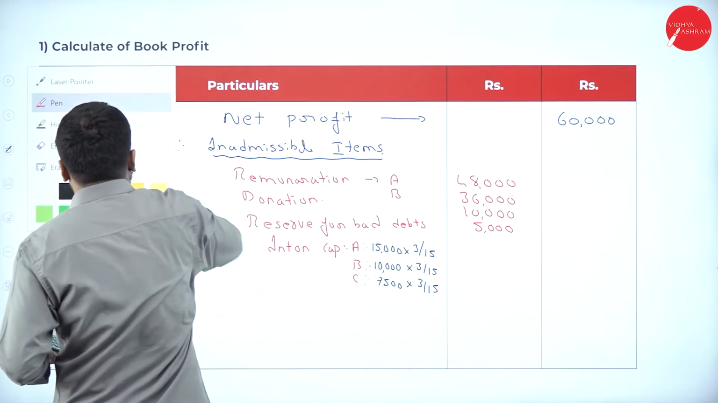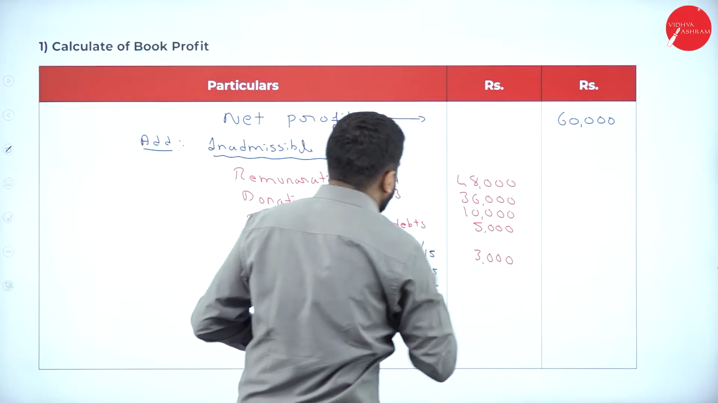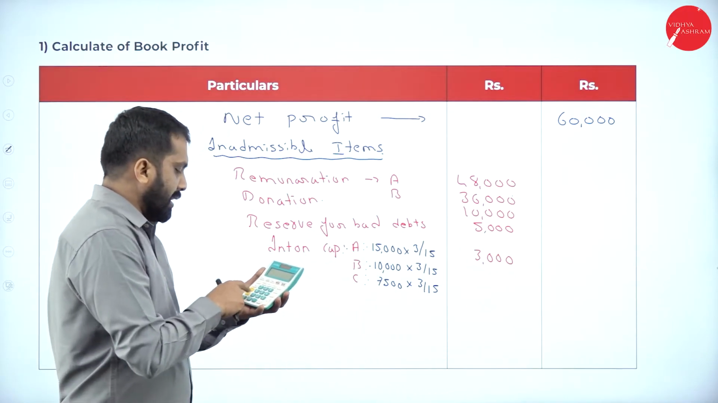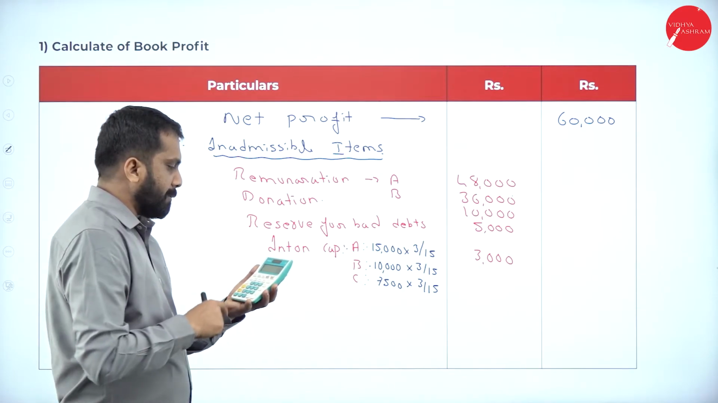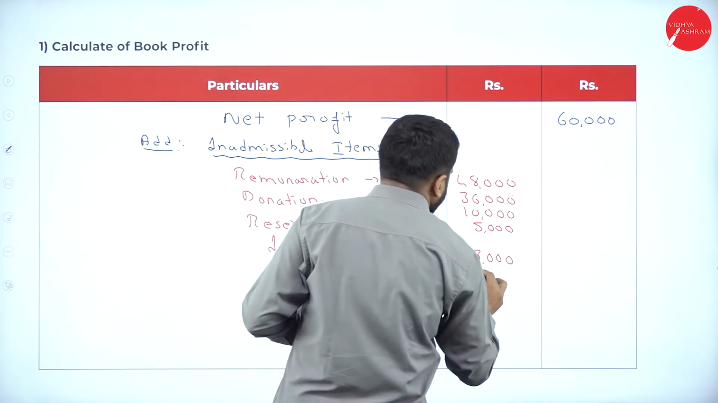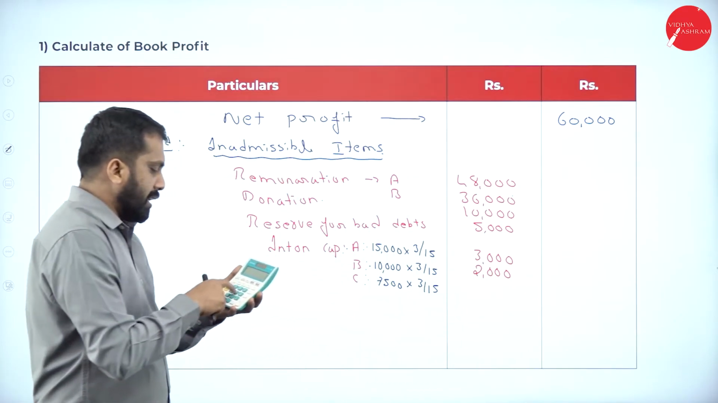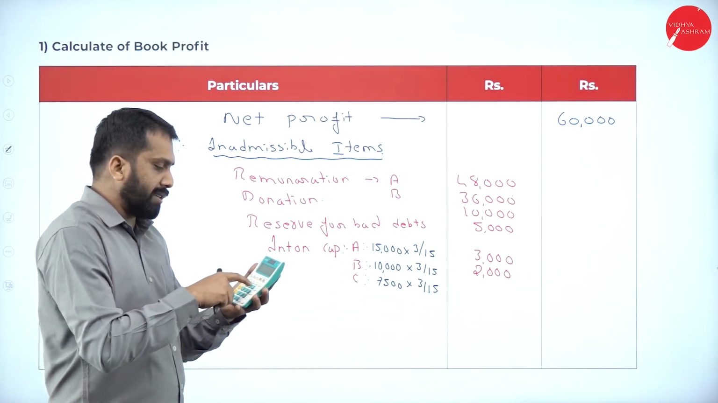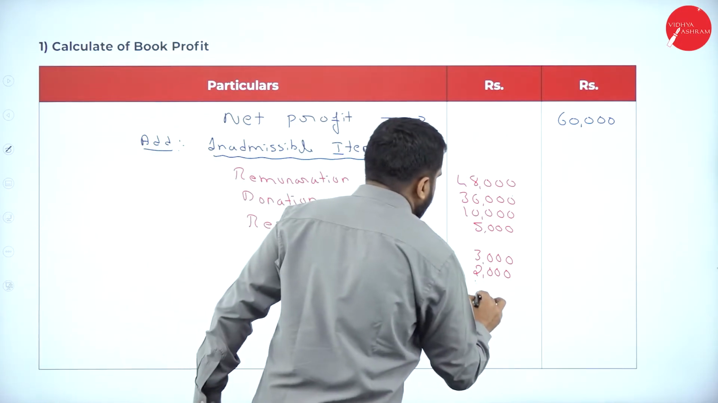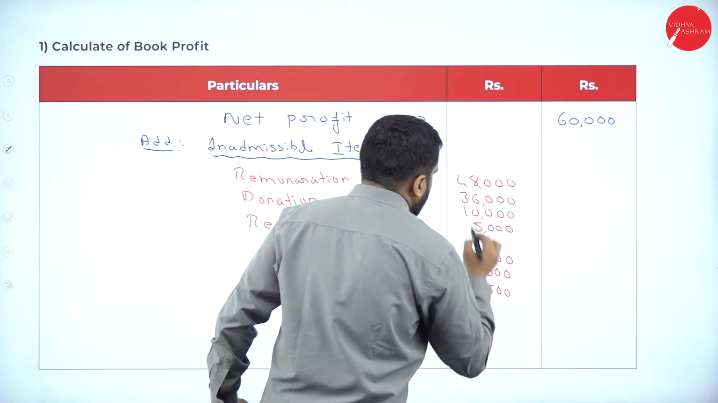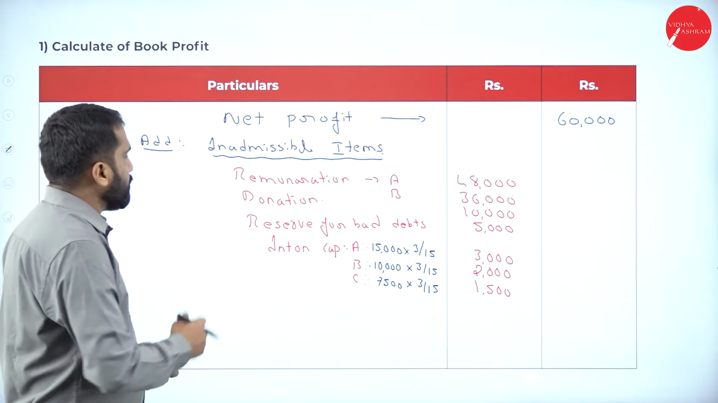So your answer is 3,000. And the second one, 10,000 multiplied with 3 divided by 15. I got 2,000. And next one, 7,500 multiplied with 3 divided by 15. I got 1,500. So up to this you are clear. Yes, good. Now we'll go to the next one.